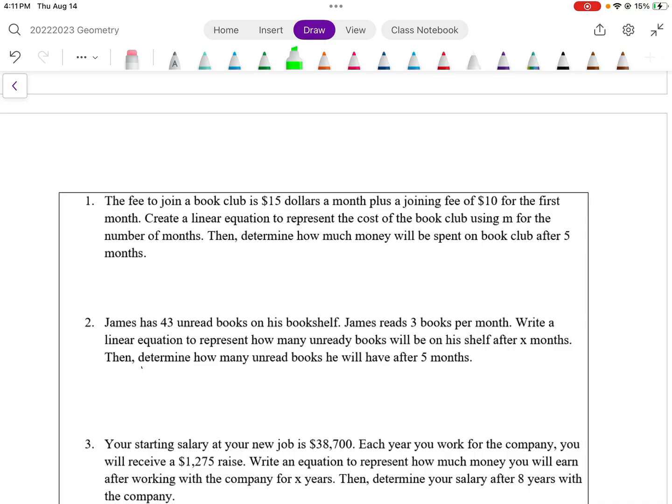So here we go. Let's read number 1. The fee to join a book club is $15 a month plus a joining fee of $10 for the first month. Create a linear equation to represent the cost of the book club using M for the number of months. Then decide how much money will be spent on book club after 5 months. So there's two parts to this. First, we just have to write our equation. Then we're going to use that equation that we write to determine how much money we're going to spend in 5 months on our book club.